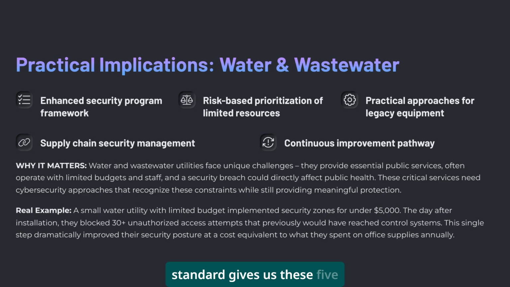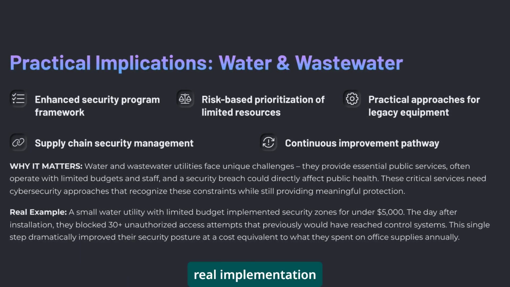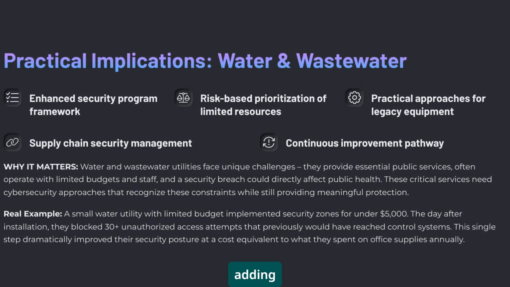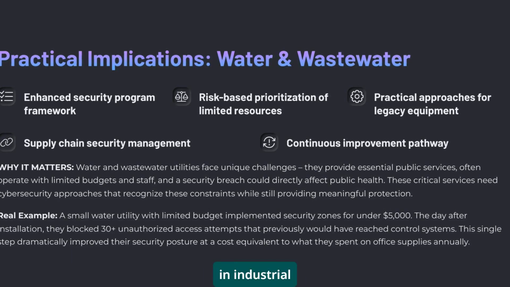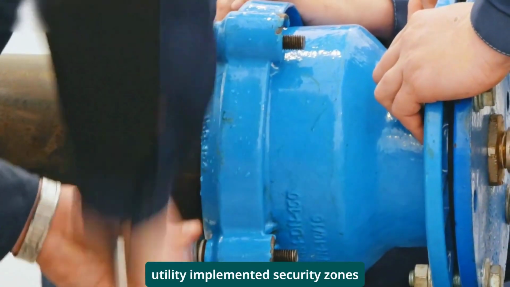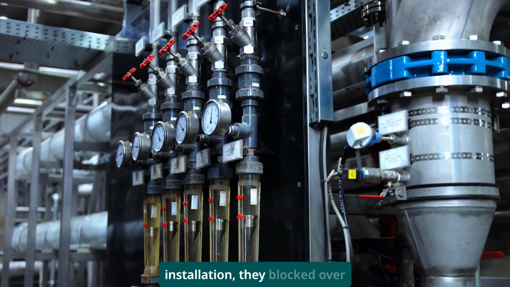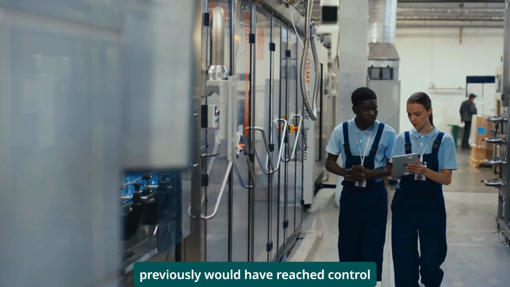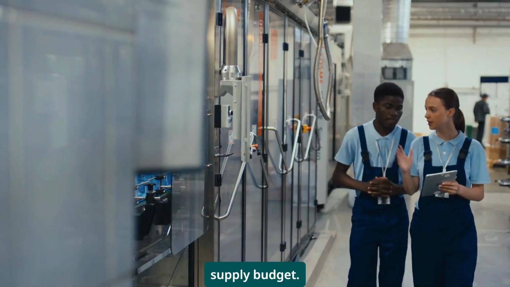The standard gives us these 5 key areas of improvement, and I want to share some real implementation strategies. The Enhanced Security Program Framework isn't about adding bureaucracy. It's about creating clear procedures that actually work in industrial environments. Look at this example. A small water utility implemented security zones for under $5,000. The month after installation, they blocked over 30 unauthorized access attempts that previously would have reached control systems. That's a dramatic security improvement for the cost of their annual office supply budget.